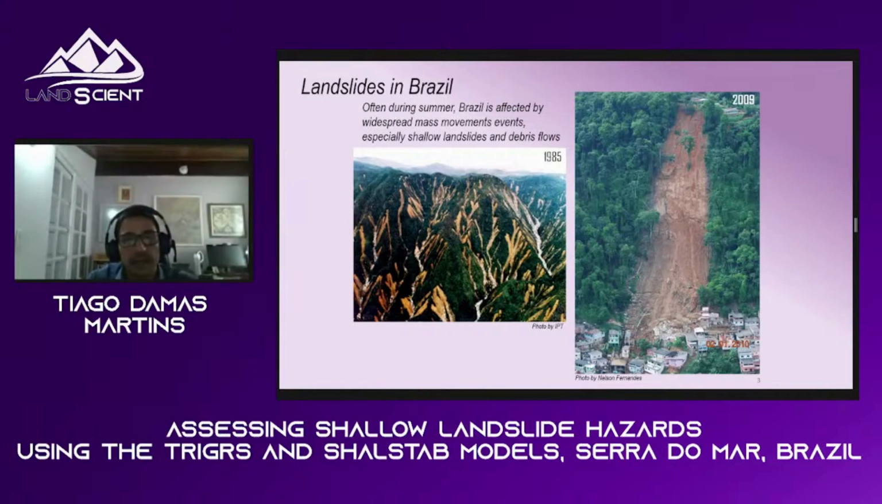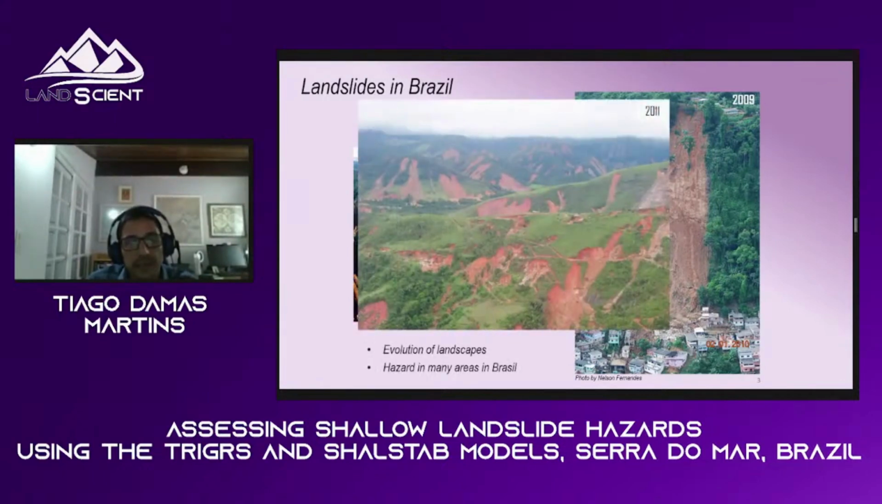So as I said, often during summer, Brazil is affected by widespread mass movement events, especially shallow landslides and debris flows. Those are the main types of mass movements we have in Brazil, and the triggering factor that stands out is the rainfall, especially during the summer season.